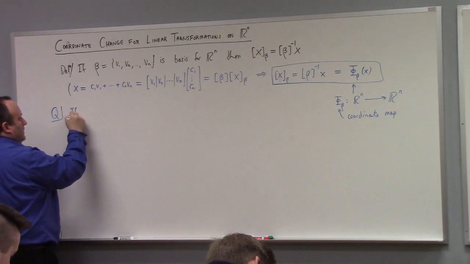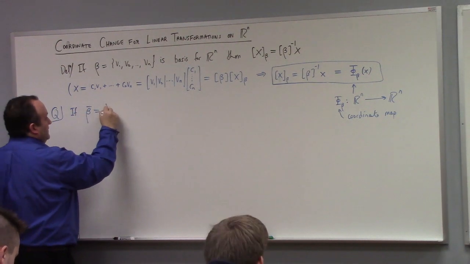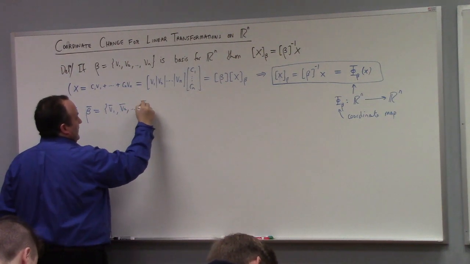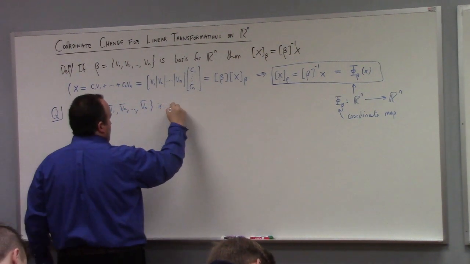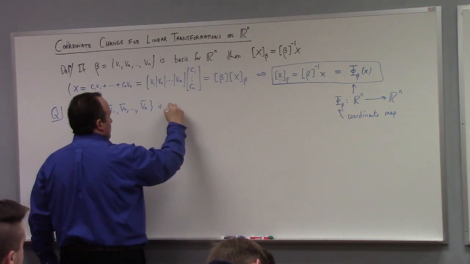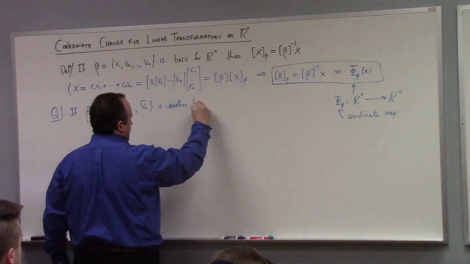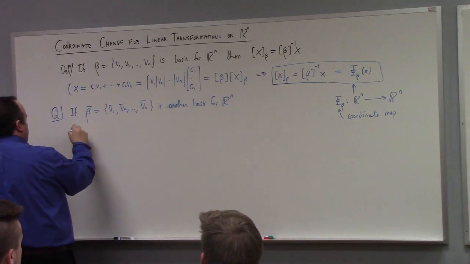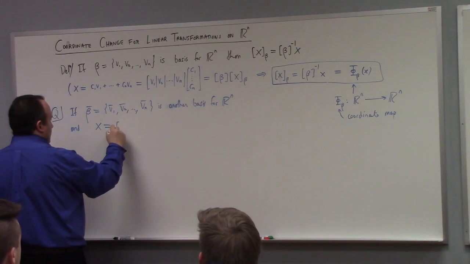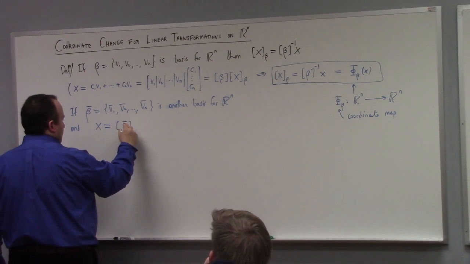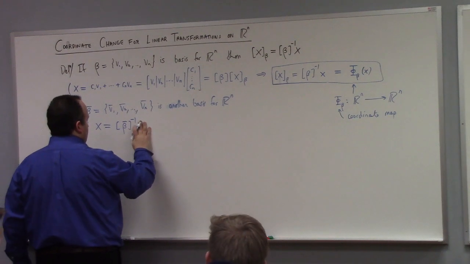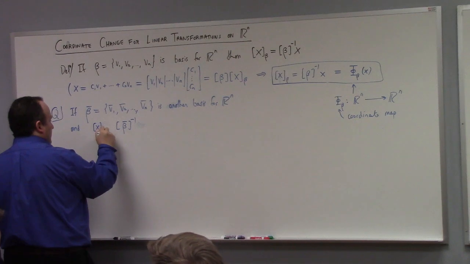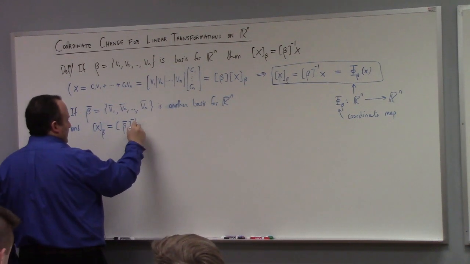If beta bar equals v bar 1, v bar 2, ..., v bar n is another basis for Rn, right? And we have x is also equal to, of course, beta bar inverse times, my bad, x beta bar is equal to beta bar inverse times x.